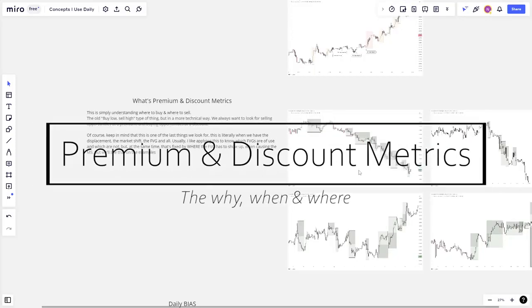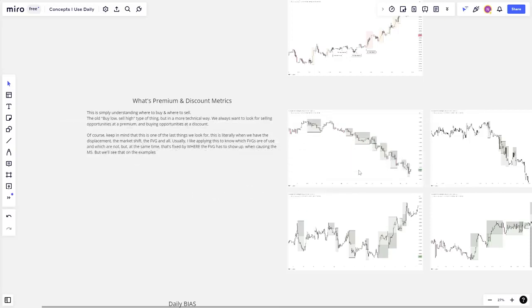Premium and discount metrics is very simple to understand, and it's simply using metrics, Fibonacci mostly, to try to determine where to buy and where to sell. It's the old buy low, sell high type of thing, but in a more technical way, actually. We always want to look for selling opportunities at a premium and buying opportunities at a discount.